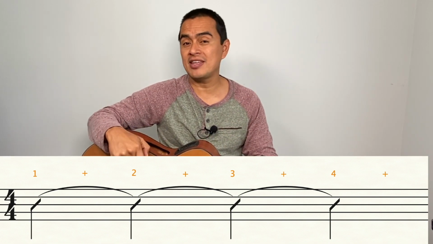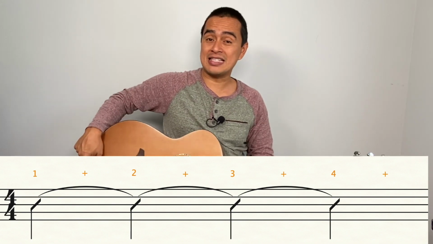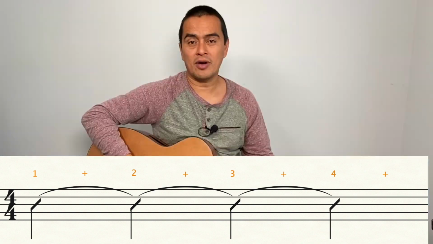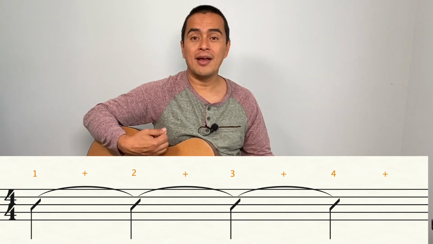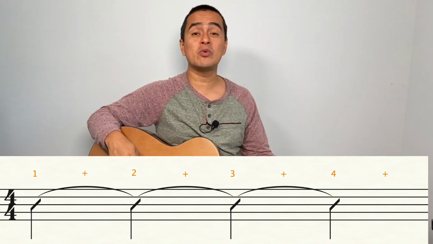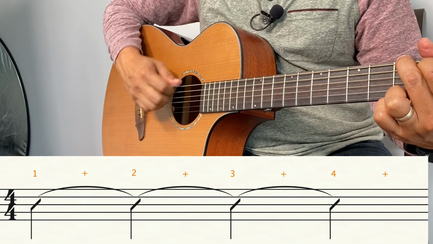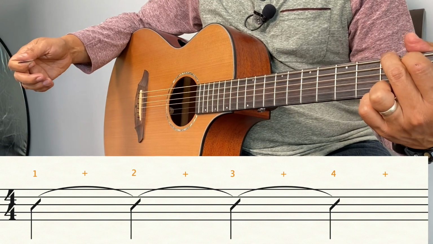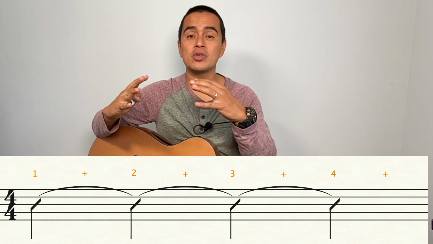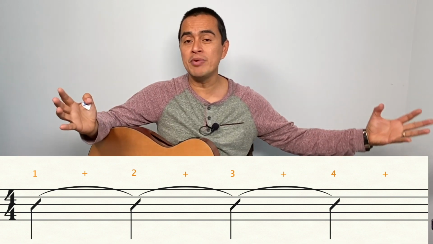Now, if I play the example that you're seeing right now at the bottom without the ties, it will sound something like this. 1, 2, 3, 4. I will have to play the 4 quarter notes. But now with the tie, it's tying all those notes together. It will sound exactly like a whole note. 1, 2, 3, 4. That's what a tie does. It ties 2 notes or more together, giving you a whole new big note.